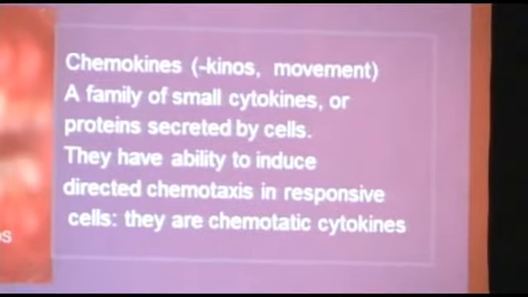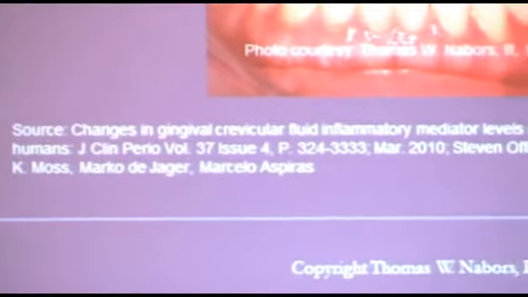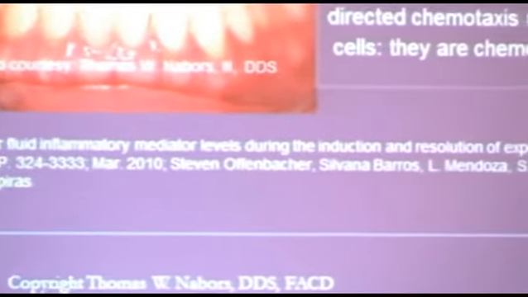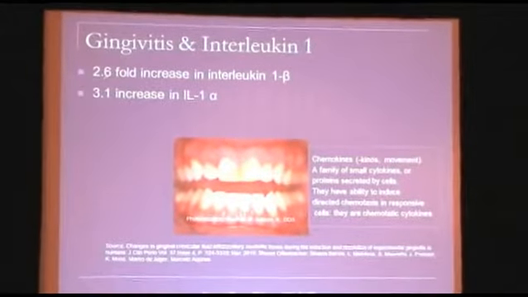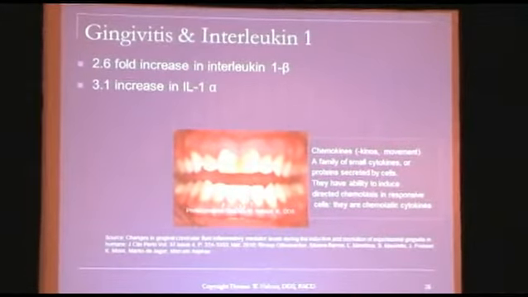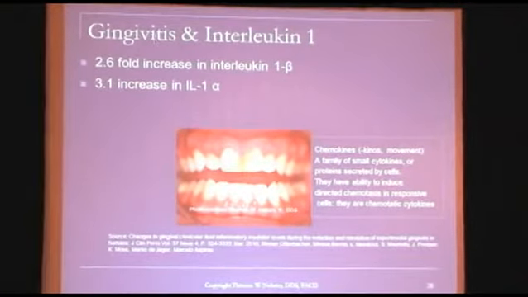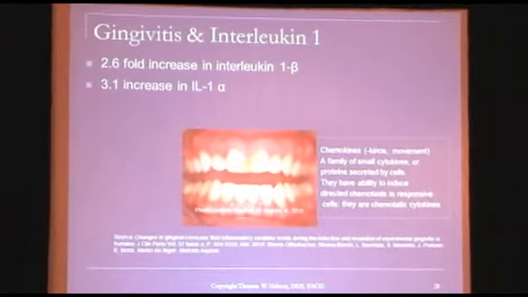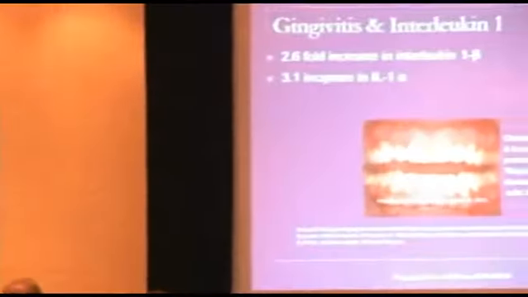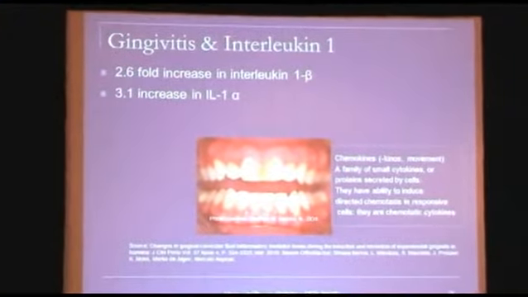So what about gingivitis and interleukin-1? You've heard a considerable amount about the interleukin family, IL-1, IL-6. They did this study, and what they found is that even in gingivitis cases, IL-1 was 2.6-fold increased. Let me say it again: in gingivitis patients, there was a 2.6-fold increase in interleukin-1 beta. Go back and look at some of the literature that Dr. Bale showed you about the importance of interleukin beta to correlate that. There was also a 3.1 increase in interleukin alpha in gingivitis.